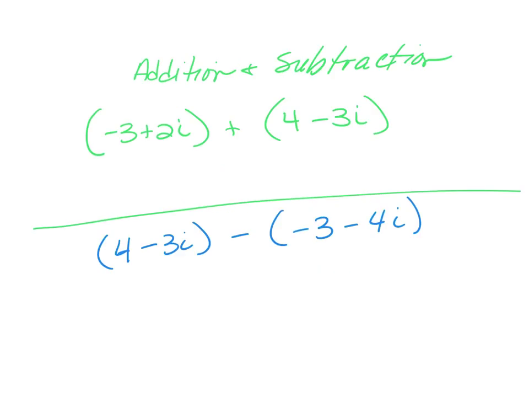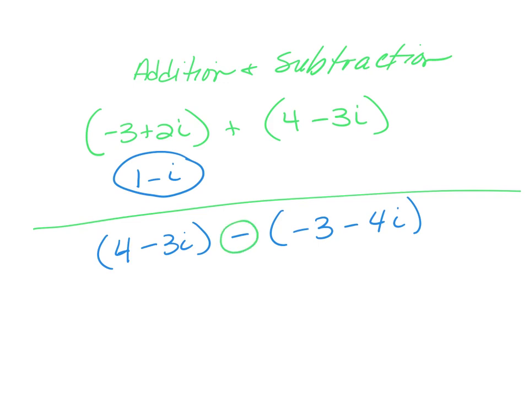Okay, the top one is very, very simple. You add the real part of the number, and the real part is the part that doesn't have i's. So -3 plus 4 is 1. Then you add the imaginary part. 2i minus 3i is -i. And you're done. You just add the imaginary and the real parts, like you would add 3 plus 2x and 4 plus 3x.